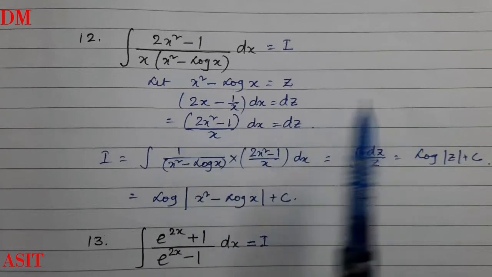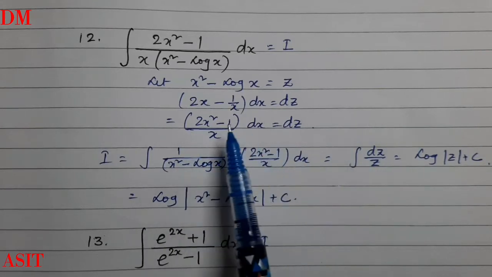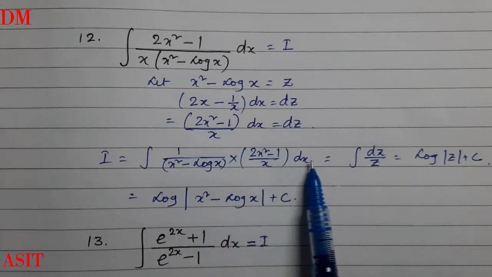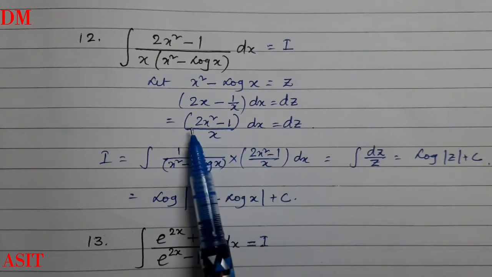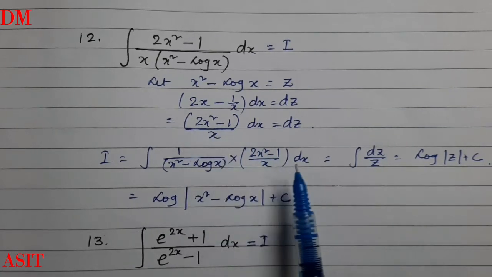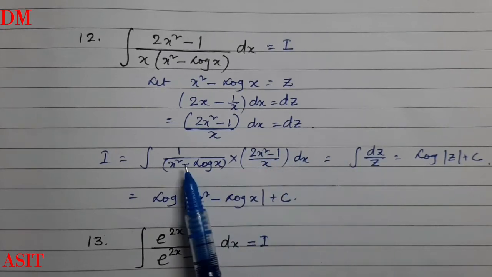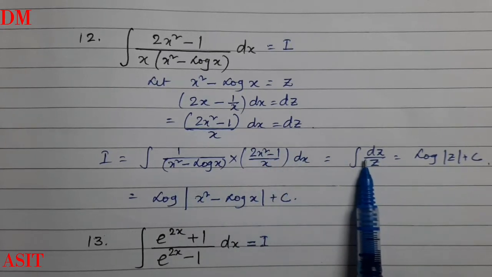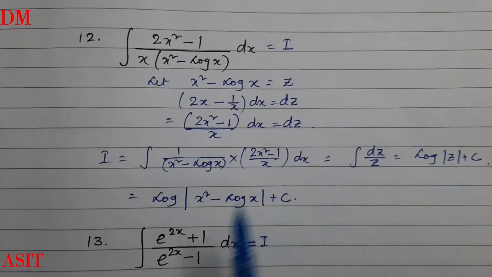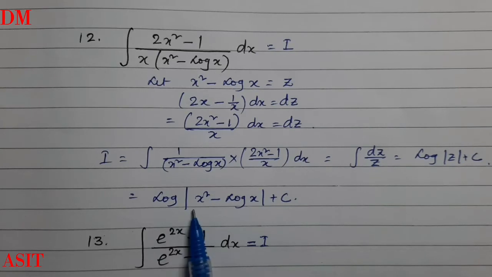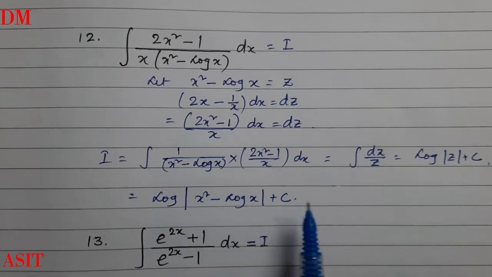Now the process is simple after that. 2x square minus 1 by x into dx will become dz, and the rest will be 1 by z. Hence it will be log mod z plus c. Now you replace the value of z, so it will be log of mod x square minus log x plus c.